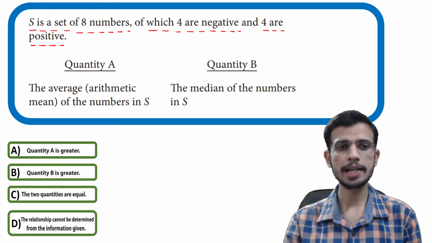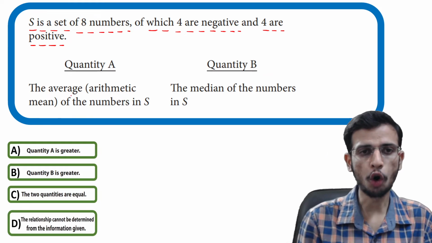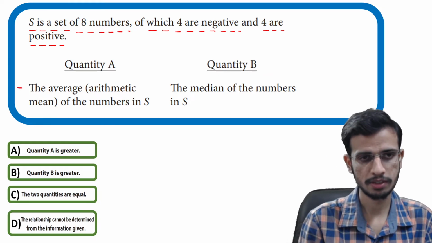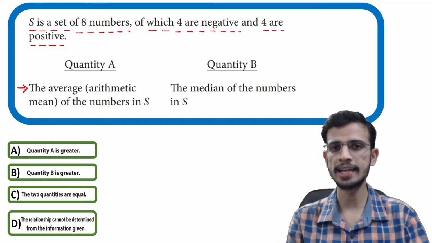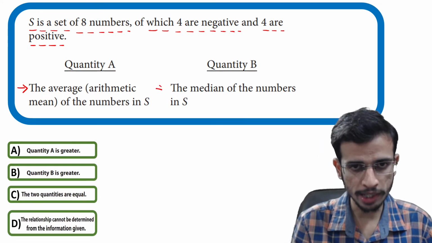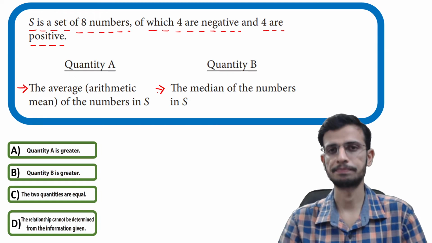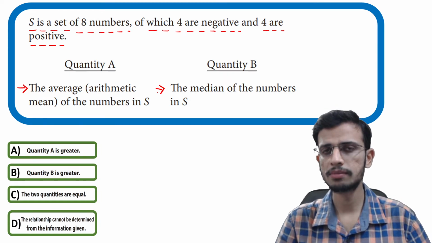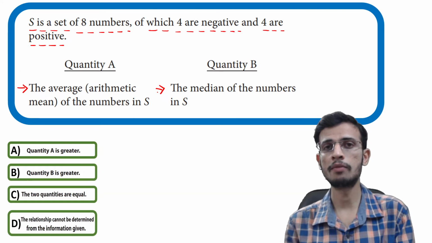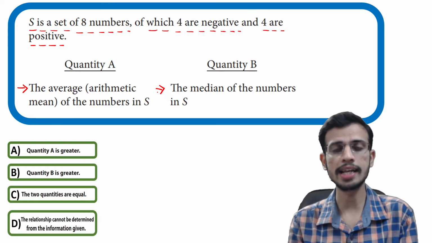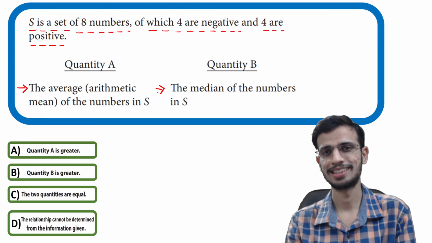Let's read quantity A and quantity B. The average of the numbers in S, that is quantity A, and the median of the numbers in S, that is quantity B. What is median? Median is the physical middle term when all the numbers are arranged in ascending order.